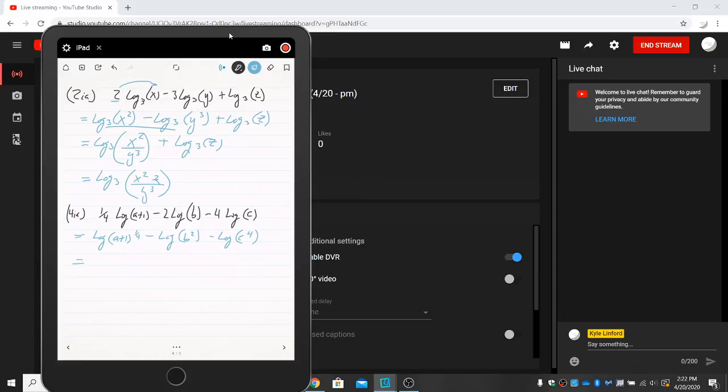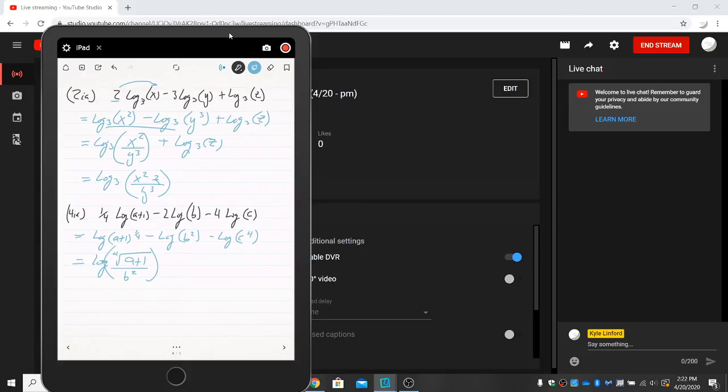If I'm subtracting, that means I must have divided the arguments. So I have log, my stylus is dying out on me. I have log of, well, that's a plus 1 to the 4th power. I'm just going to write that as the 4th root. Hope that's okay for you. Divided by b squared. Okay?